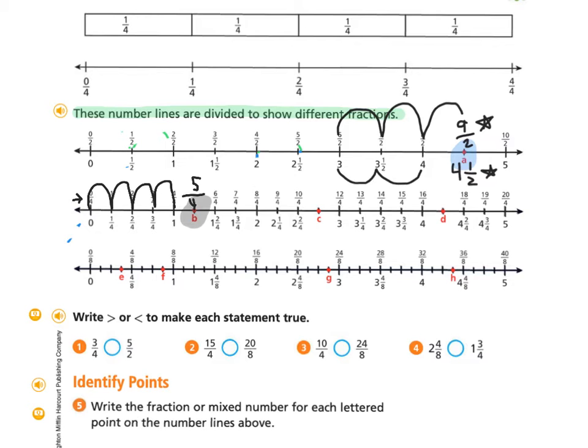Now, looking below, I'm going to start at 0, 1/4, 2/4, 3/4, 1. Now that I've hit one whole, I'm going to count again with my mixed number to get 1 and 1/4.